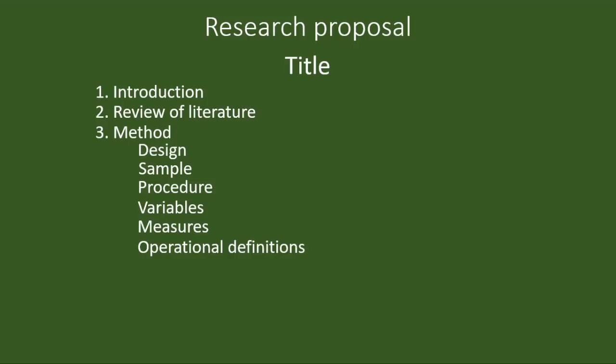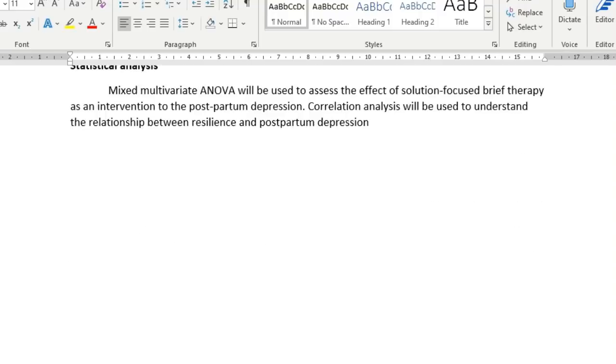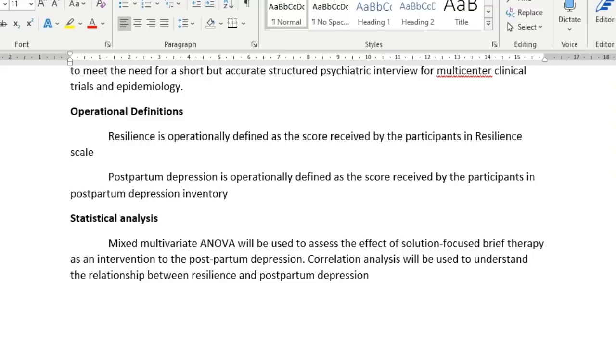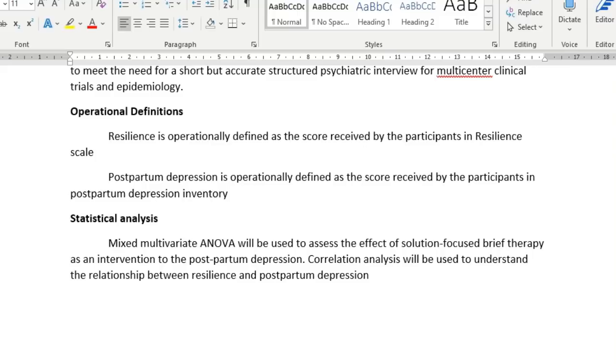After the operational definition, we can present our analysis. The proposal I have developed is for quantitative research. Hence, I am discussing quantitative analysis here. Those who are doing qualitative research can discuss the qualitative analysis here. Actually, here ends the proposal.